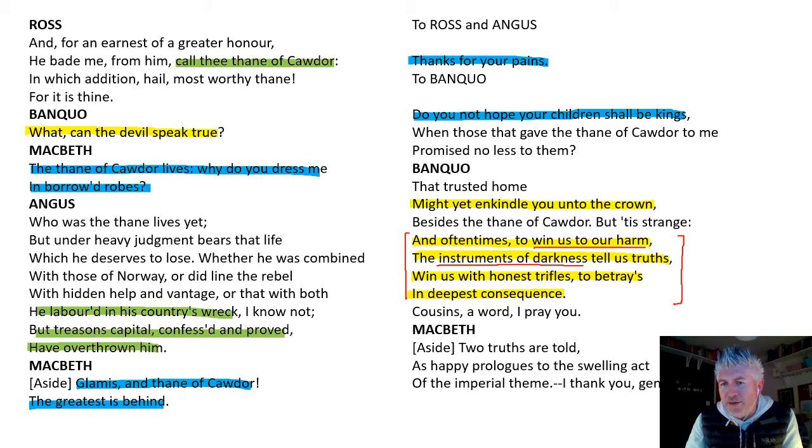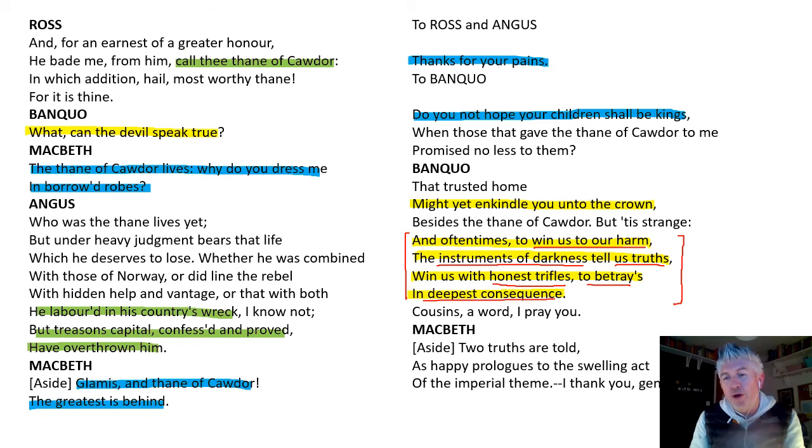He's aware of their evil potential. Tell us truths, so tell us the truth, win us with honest trifles, so they win us with simple honesty or little bits of honesty, just to betray us in the deepest consequences. So Banquo is really quite wise here. He's quite aware of the potential threat that the witches are offering. They've told us some truth, they've told us a bit of honesty. It all seems honest, but they could be betraying us because they are evil witches. Can't trust them, even though they seem to be telling the truth. We still shouldn't trust them.